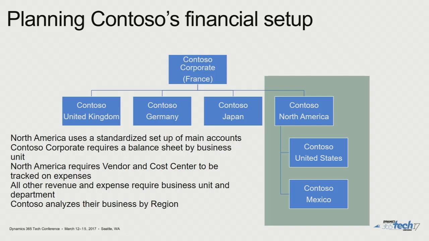Focusing on North America, here are some of the requirements for Contoso North America. We use a standardized setup of main accounts. We require a balance sheet by business unit. North America also requires vendor and cost center to be tracked on all expenses, and all other revenue and expenses require a business unit and department. And then Contoso analyzes their business by region. So these are the different requirements that we're going to go through configuring throughout the course of the demos.